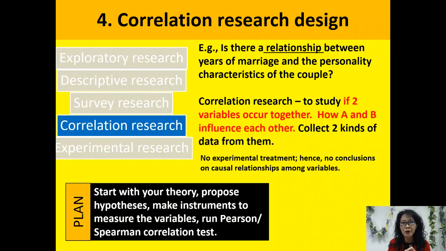One thing I would like you to remember here is that this is a correlational research design. We do not do anything to the people. We just collect 2 kinds of data from them. And therefore, we cannot say A causes B or B causes A. We can only say A influences B because we did not do any treatment to the people.